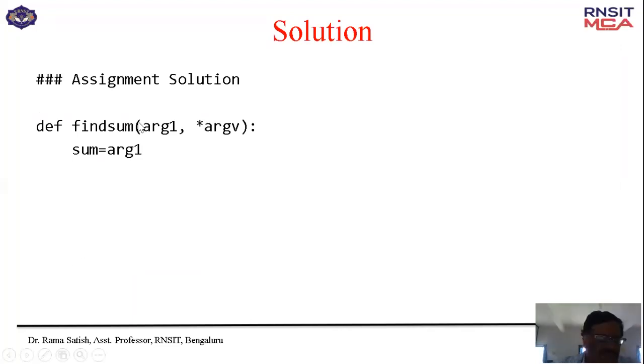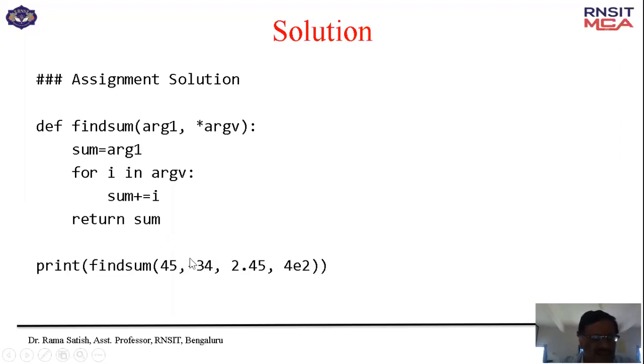Okay, we create a for loop and we create the sum. So the first argument will be summed, and the rest of the arguments from the variable length arguments will be added, and finally you find the sum.